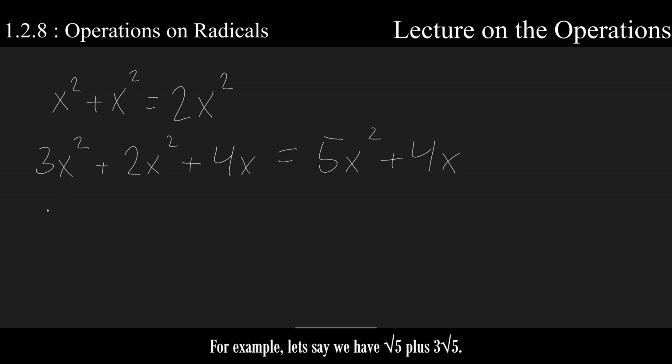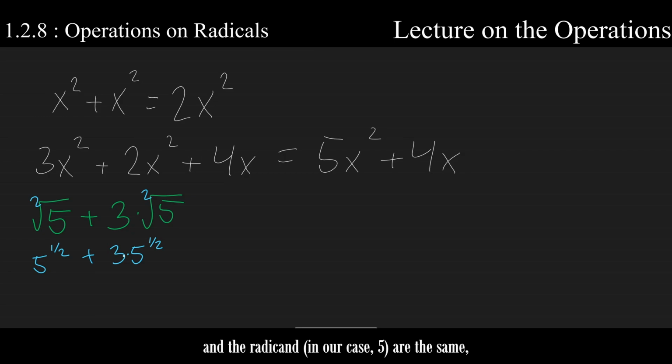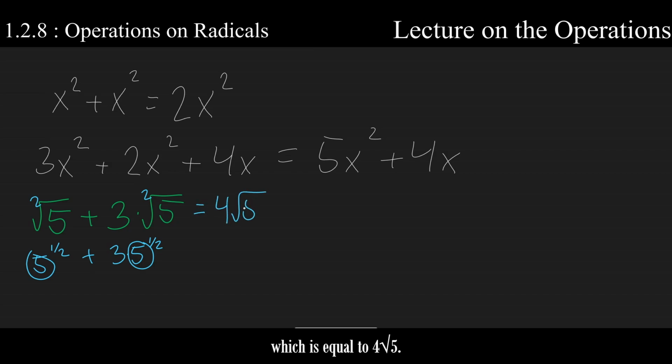For example, let's say we have the square root of 5 plus 3 times the square root of 5. If the index of our radical, in this case 2, meaning an exponent of 1/2, is the same, and the radicand, in this case 5, are the same, we can simply add the number of roots together. We have the square root of 5 plus 3 times the square root of 5, which is equal to 4 square root of 5.